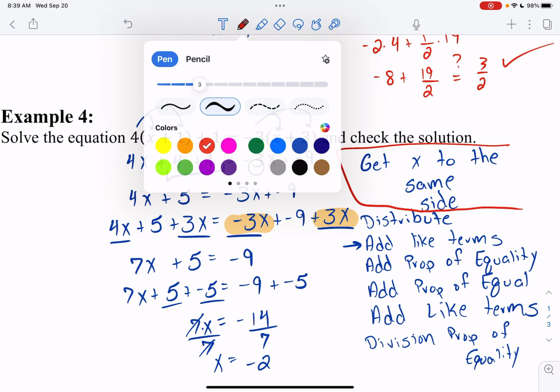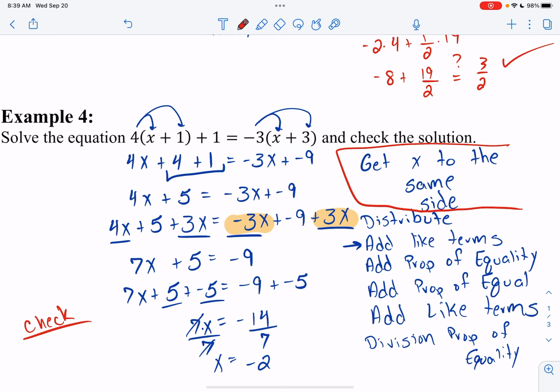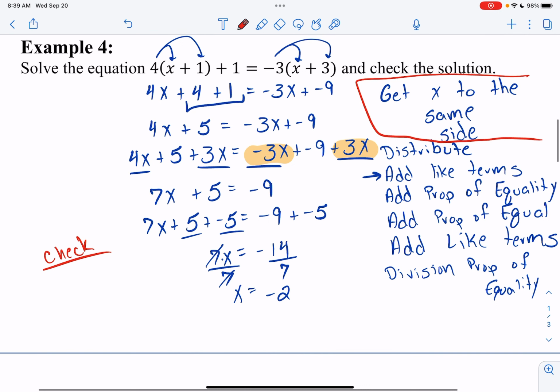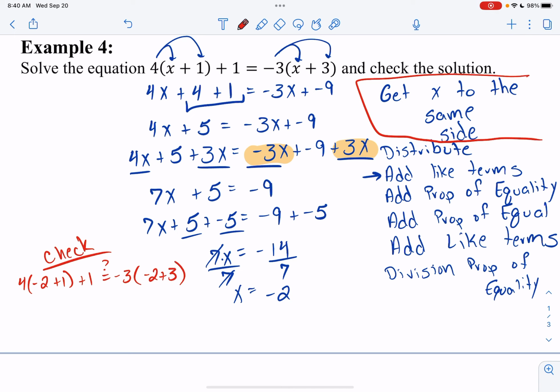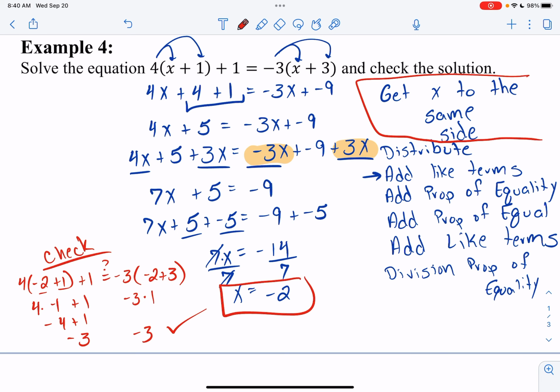Now again, we always want to check our work. This one involves a little bit more to check it because I have to put that negative 2 in both sides. 4 times negative 2 plus 1 plus 1. Does that equal negative 3 times negative 2 plus 3? Let's check it. On the left side, negative 2 plus 1 is negative 1. 4 times negative 1 plus 1 is negative 4 plus 1, negative 3. On this right side, negative 3 times negative 2 plus 3 is 1. Negative 3 times 1 is negative 3. Yep, it worked. Both sides ended up being equal to each other.